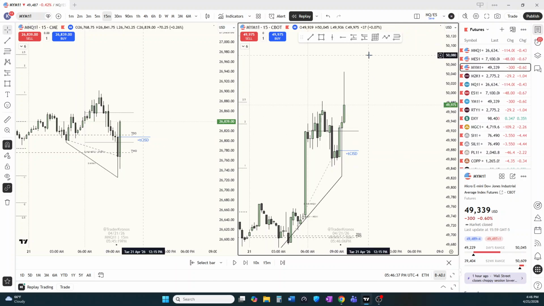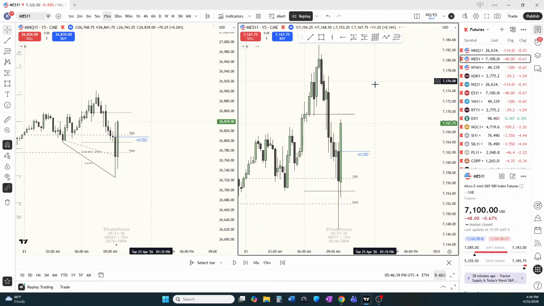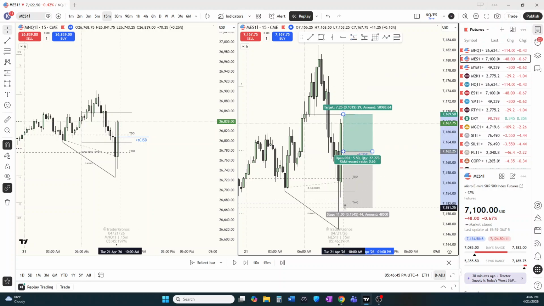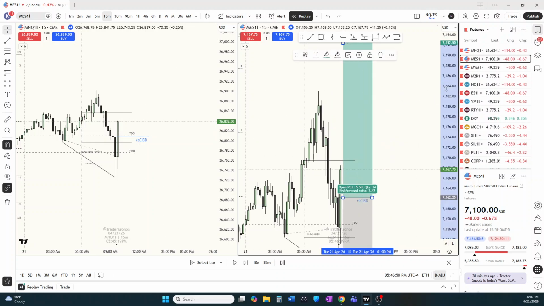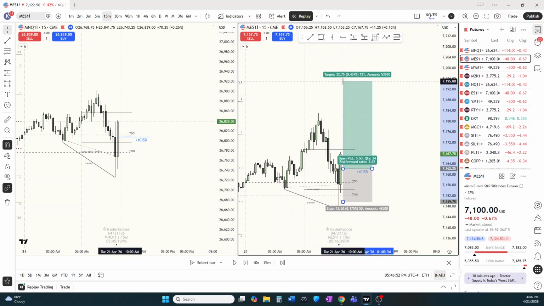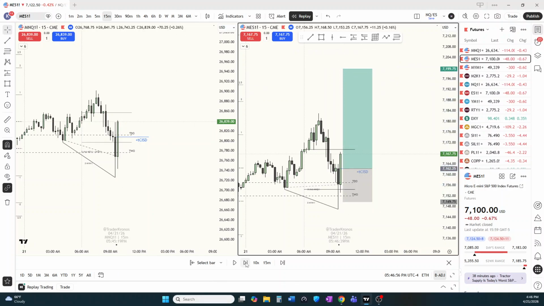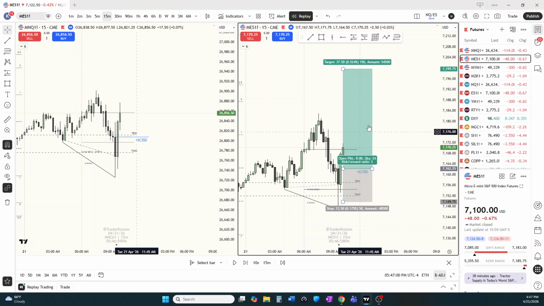Being that YM had already taken off, I was looking at ES, the middle asset here, to play catch up as well. So I went ahead and took a limit here with my stop down here and just targeting a simple 3R. So we push price forward just a little bit. We can see that we continue to push higher.